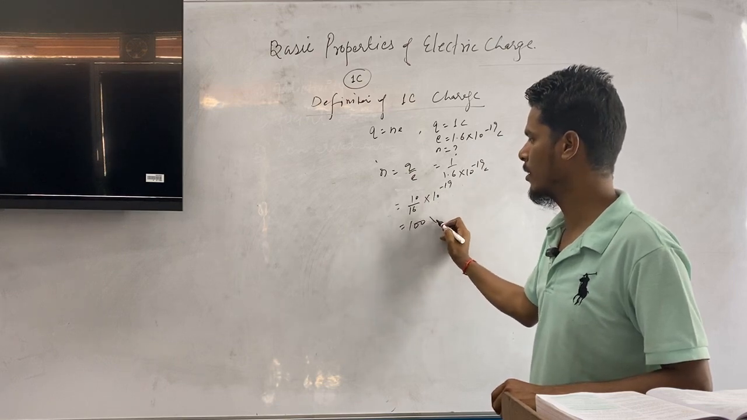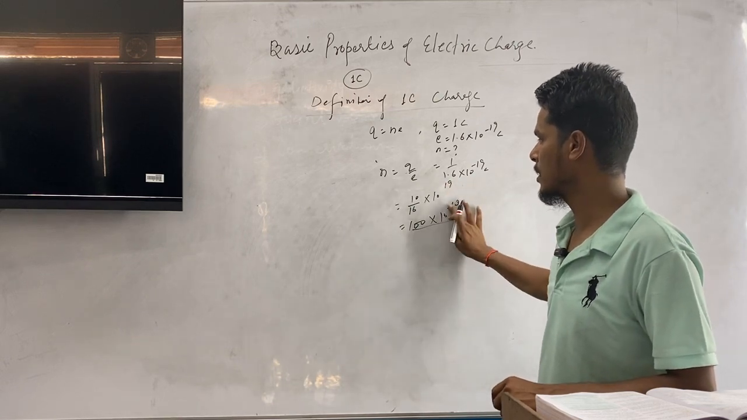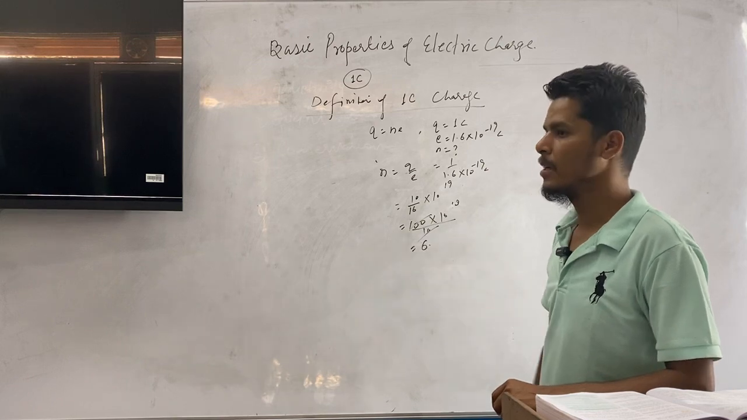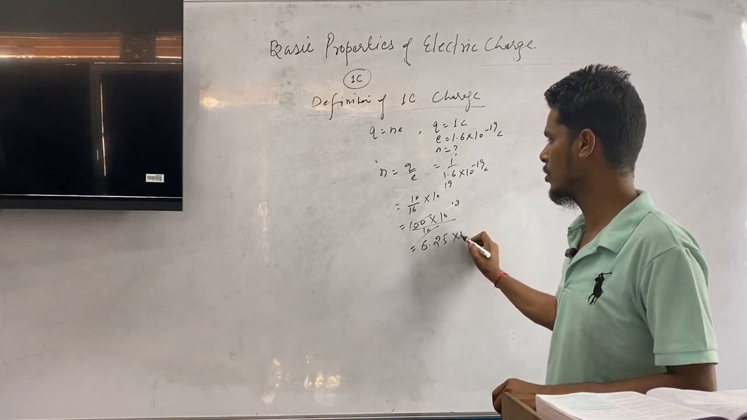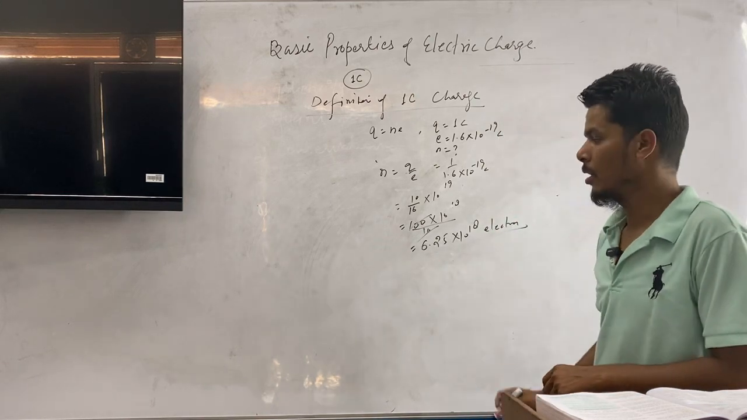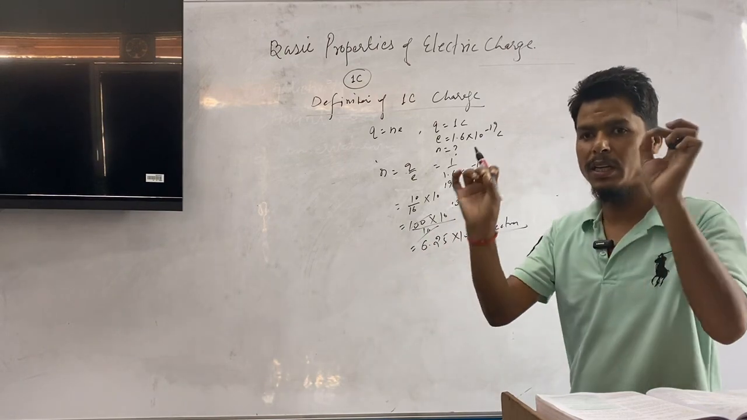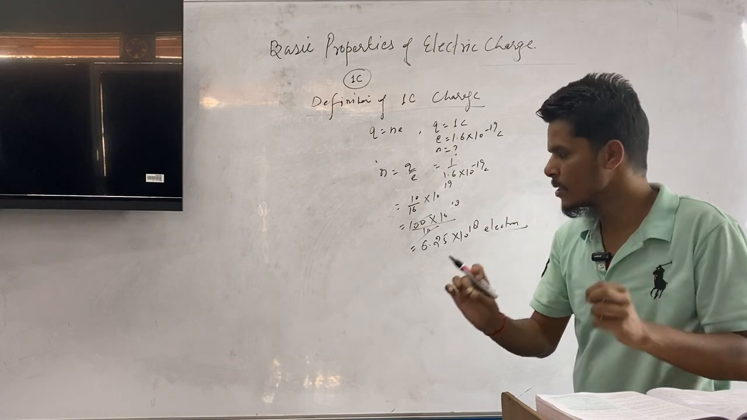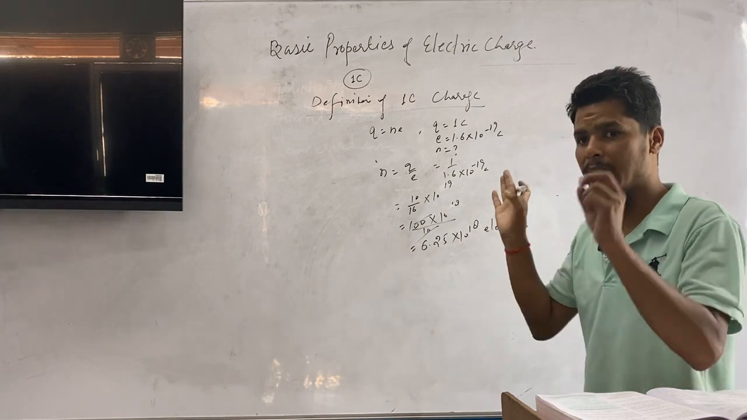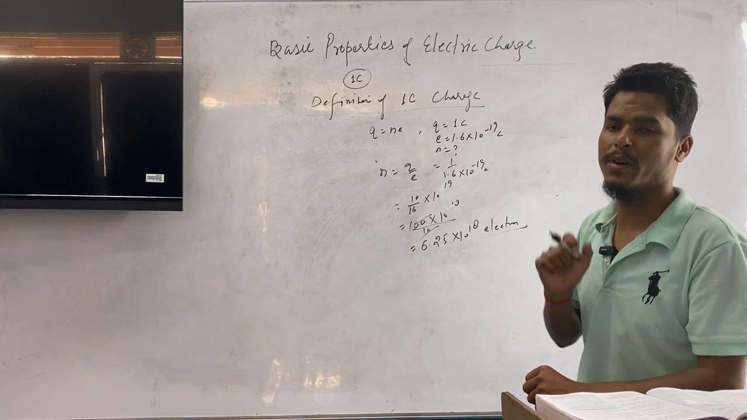I can write it as 100 into 10 to the power minus 18. This will be plus 18 and upon 16. Dividing, we get 6.25 into 10 to the power 18 electrons. That means 1 coulomb means if a body loses 6.25 into 10 to the power 18 electrons, then it will get a charge of plus 1 coulomb. What did I say?